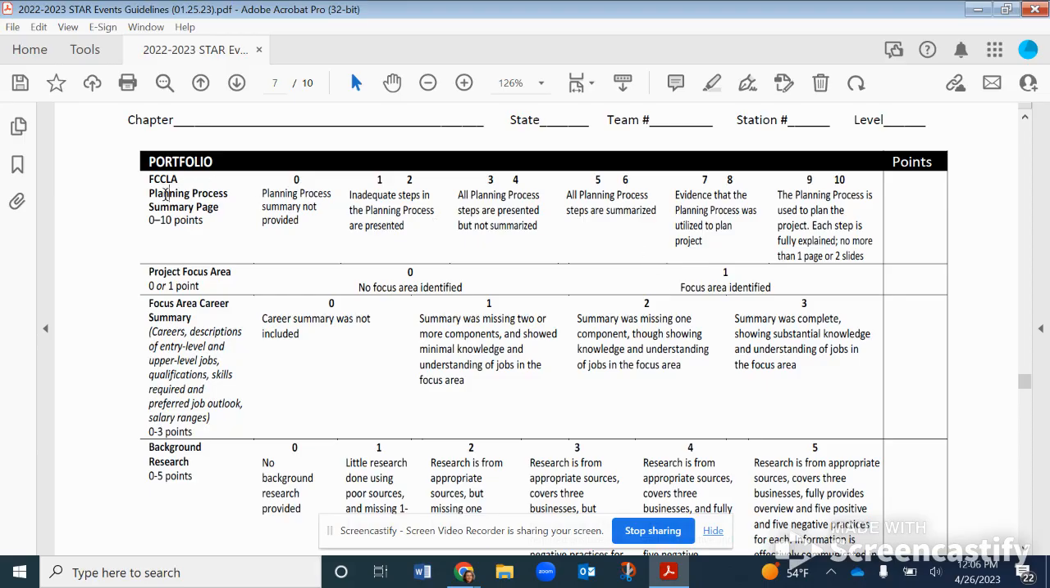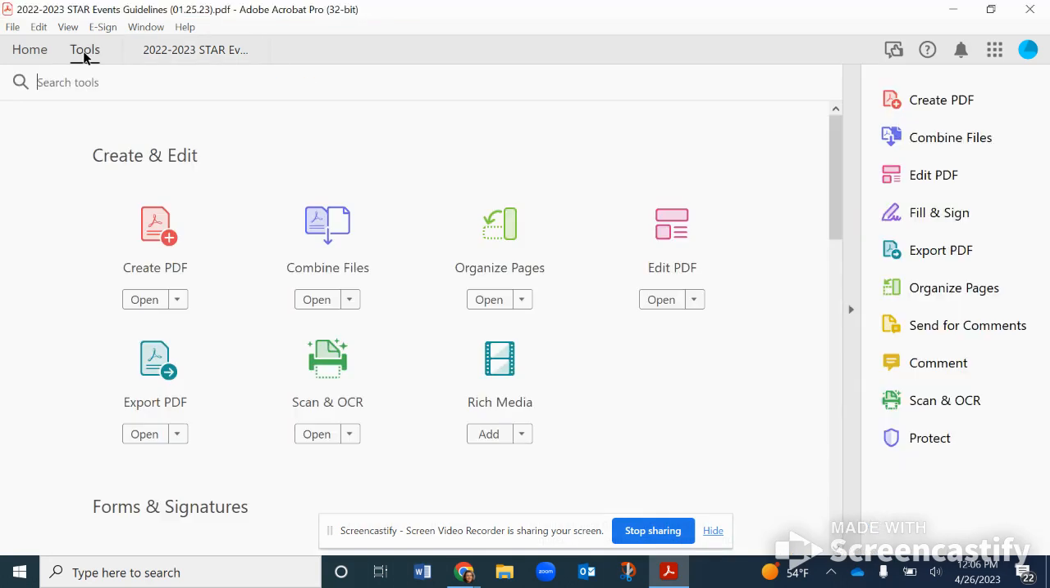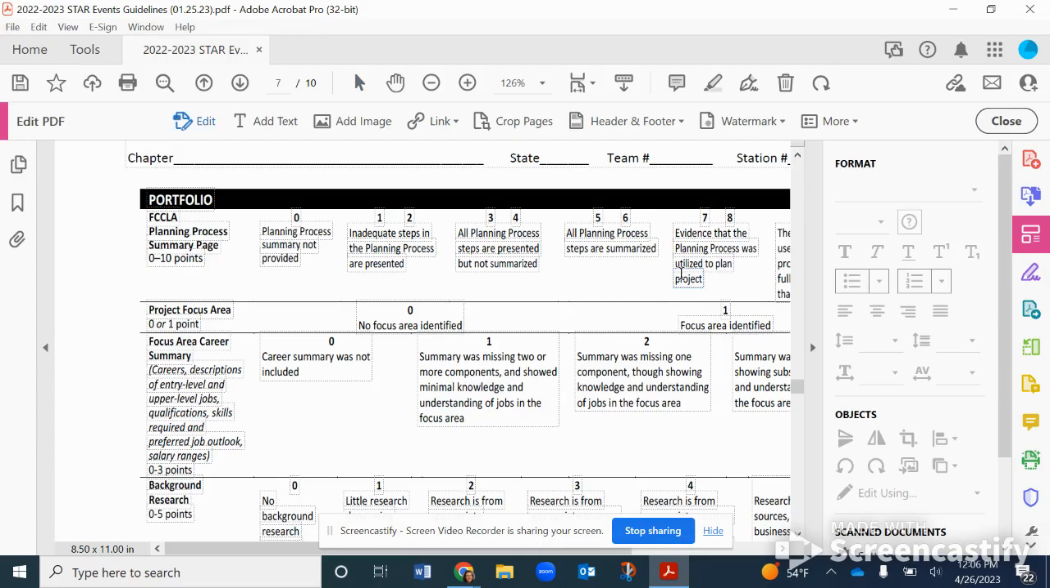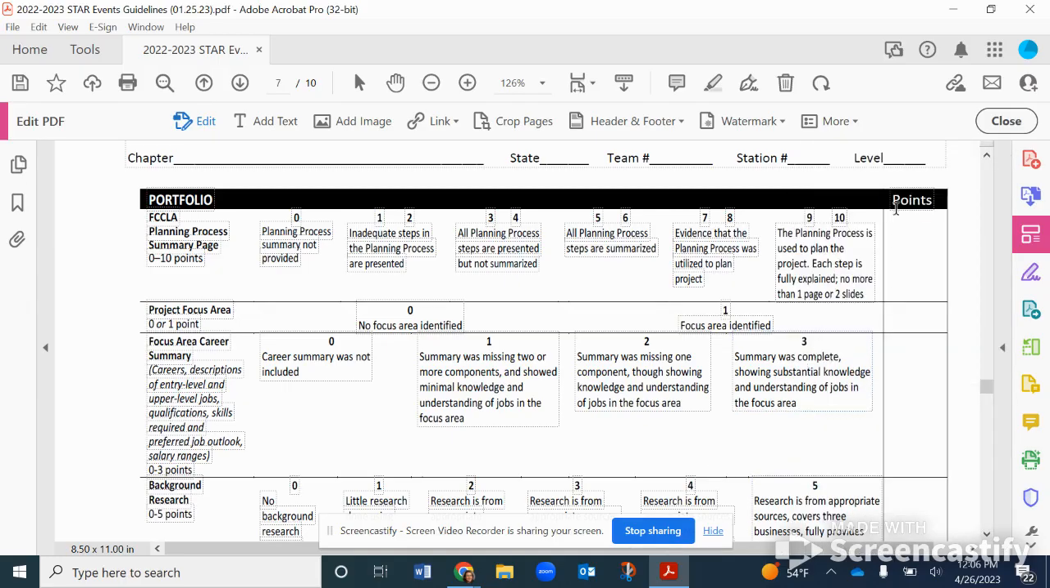Okay. So I have a PDF editor. If you do, that's great. If you don't, you're just probably going to have to highlight and copy into another document. But we are literally going to edit this now. Okay. So we don't want any of these.